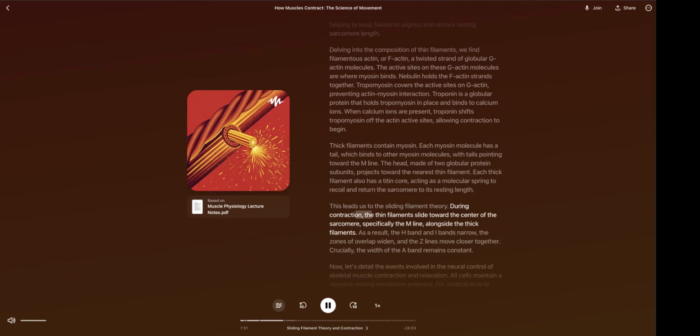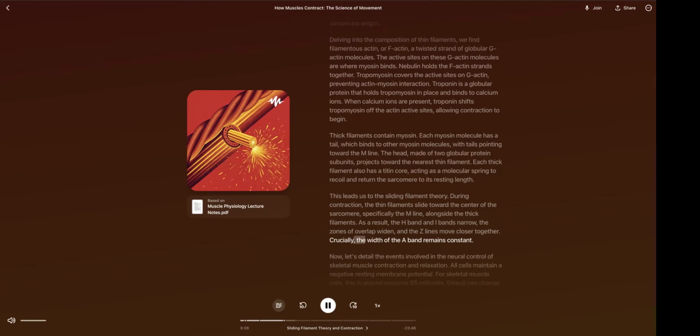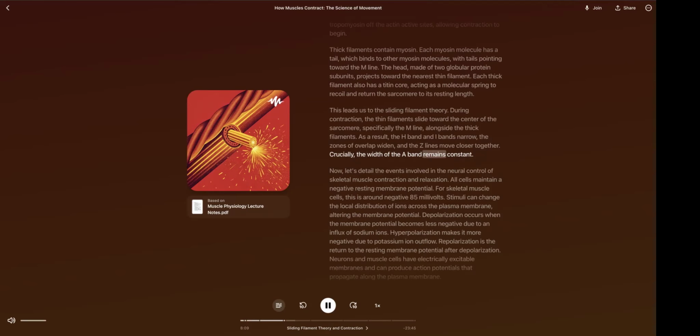During contraction, the thin filaments slide toward the center of the sarcomere, specifically the M line, alongside the thick filaments. As a result, the H band and I bands narrow, the zones of overlap widen, and the Z lines move closer together. Crucially, the width of the A band remains constant.